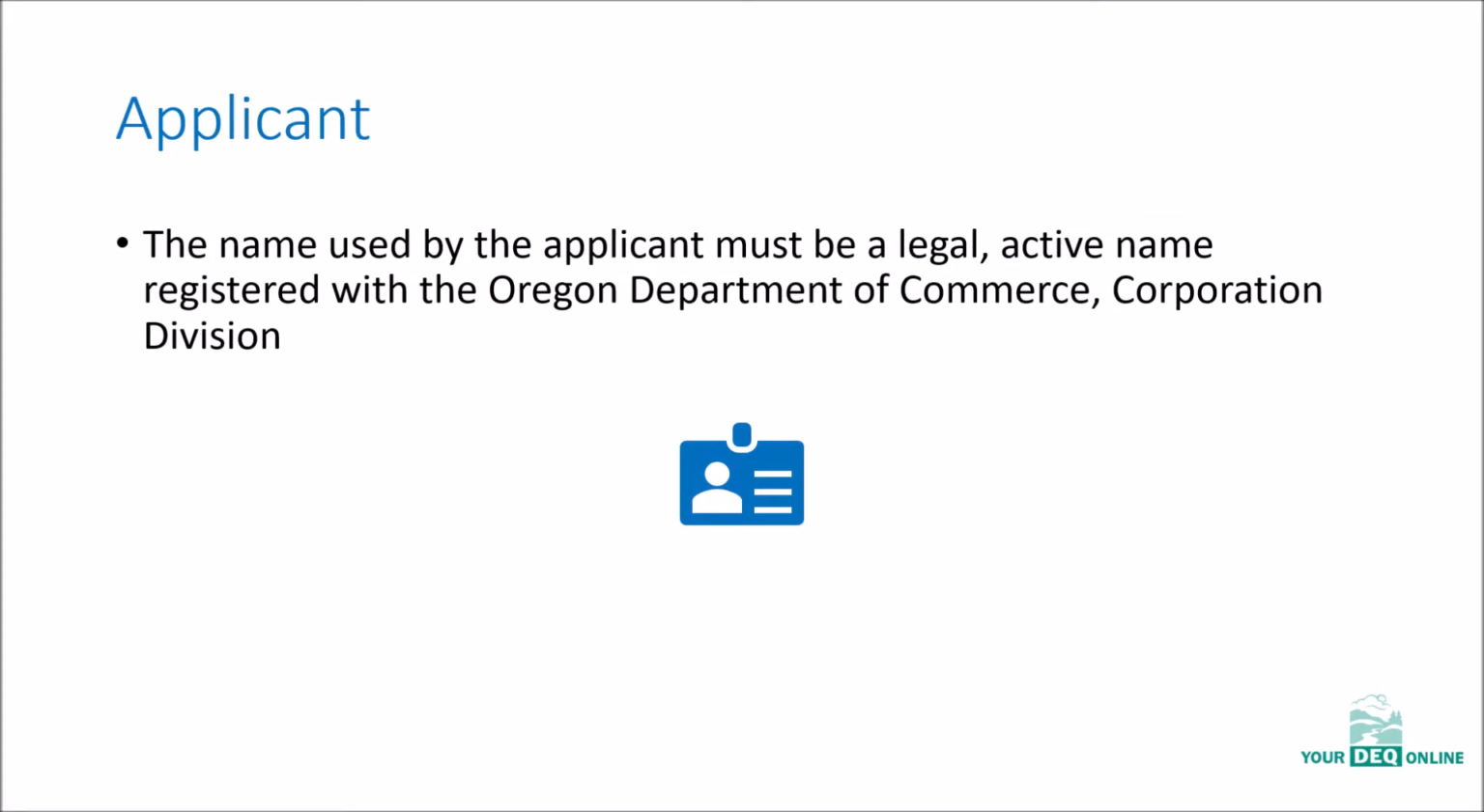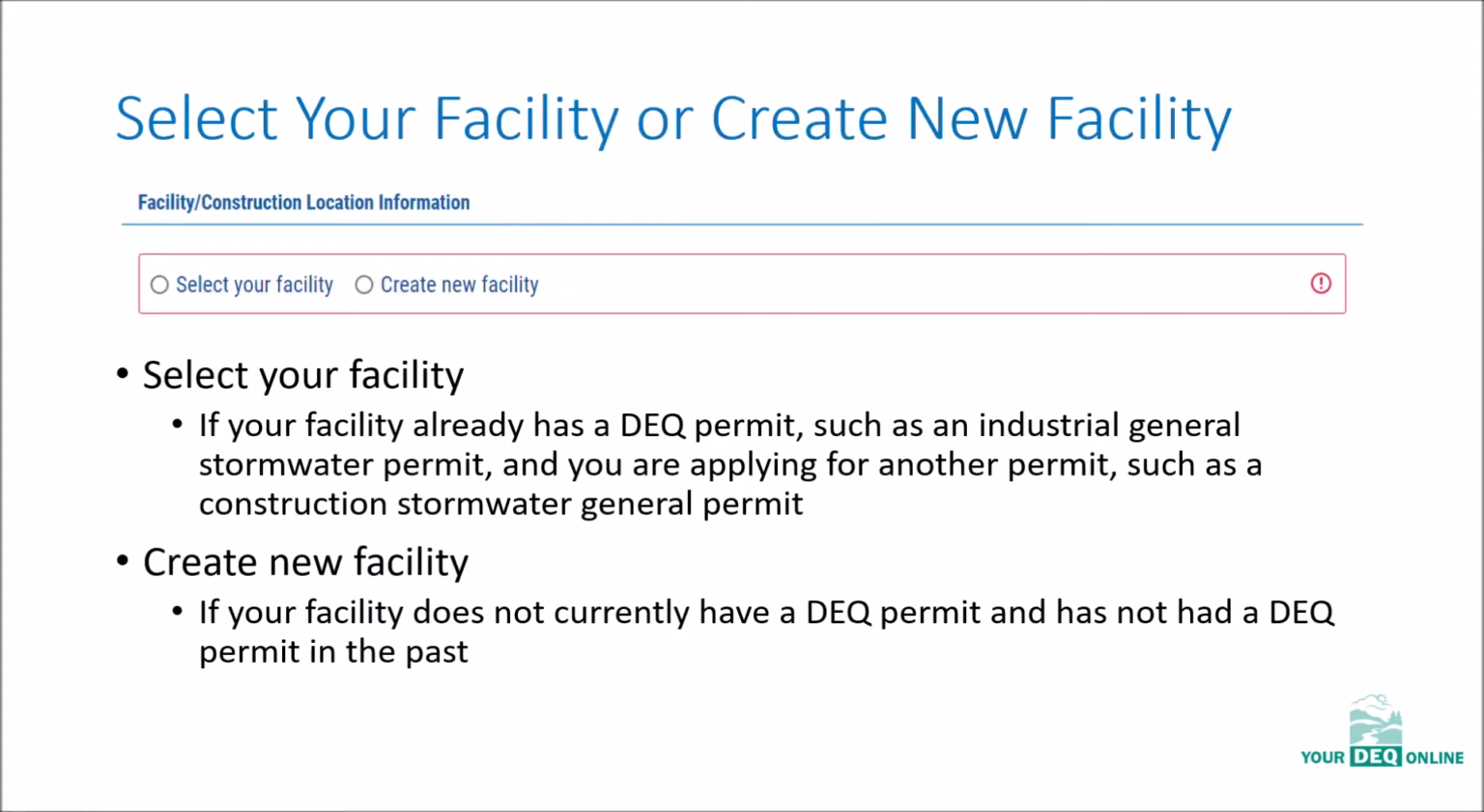You'll enter the applicant name, keeping in mind that the name used must be a legal active name registered with the Oregon Department of Commerce Corporation Division. And in the facility or construction location section, you'll select or create your facility. If your facility or site currently has or had a permit with DEQ in the past, the facility should be in the system and you'll select it from the drop-down menu. If your facility or site has never had a permit with DEQ, you'll go through a series of steps to create a new facility in the system.